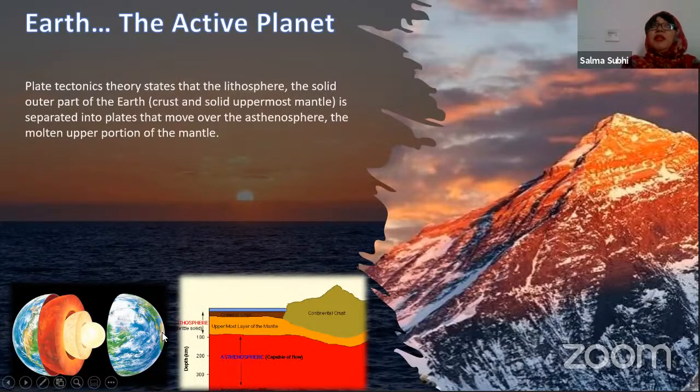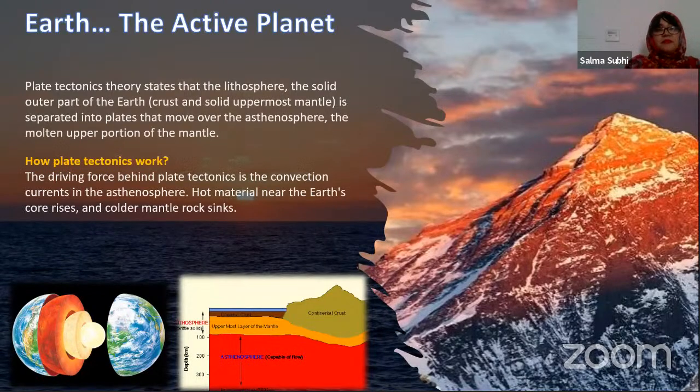And there is a layer called the lithosphere, which represents the continental crust, the oceanic crust, and the uppermost layer of the mantle. This is a rigid mantle. So the plate tectonics theory states that the lithosphere, the solid outer part of the Earth, which represents, as I said, the crust and solid uppermost mantle, is separated into plates that move over the asthenosphere. What is the asthenosphere? It is here. It is the molten upper portion of the mantle.